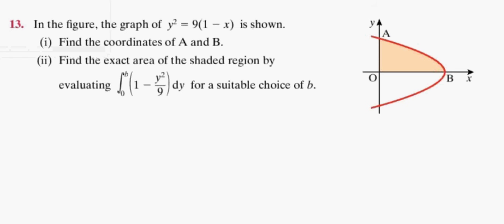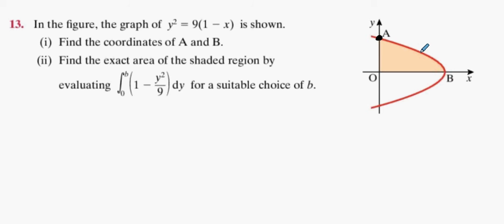In the figure, the graph y squared equals 9(1 minus x) is shown. Find the coordinates of A and B. Find the exact area of the shaded region, evaluated with a suitable choice of integral. Okay, let's start off with part 1.